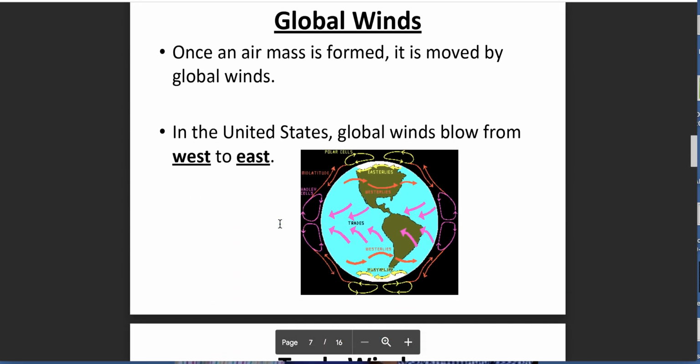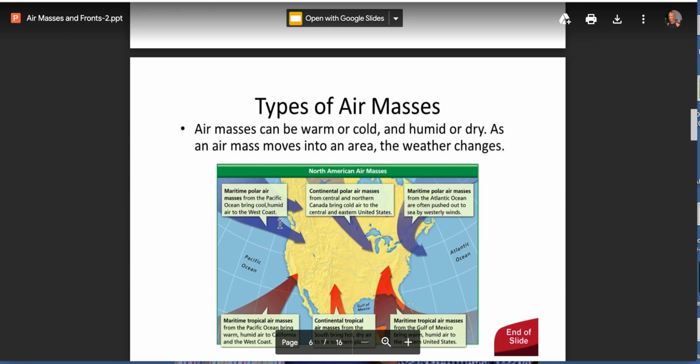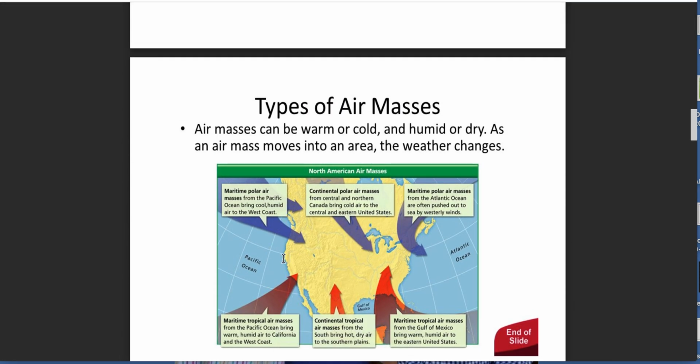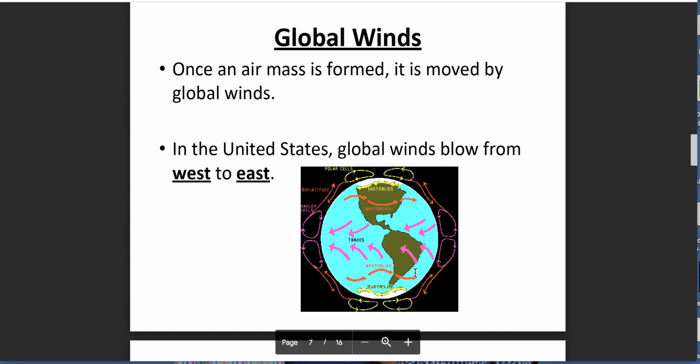Okay, but also to talk about winds. So once an air mass is formed, it moves by global winds. In the United States, this is so important. We're going to see this a lot. Winds blow from west to east. Okay, so if we're picturing the United States, I'm going to look back at this map. Winds come from over here to us. That's why a lot of times we see our weather move across the United States. It doesn't always, but weather moves from west to east. That's very important, something that you're going to hear a lot and be asked questions about a lot.